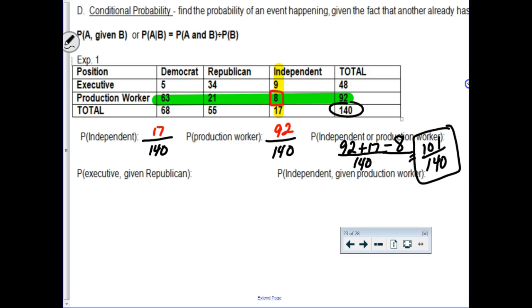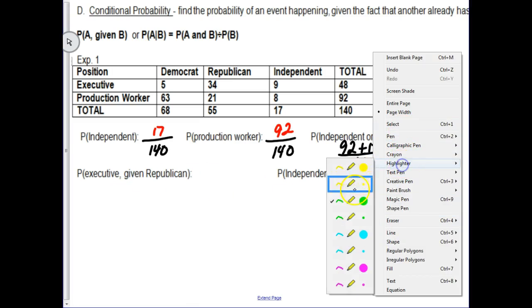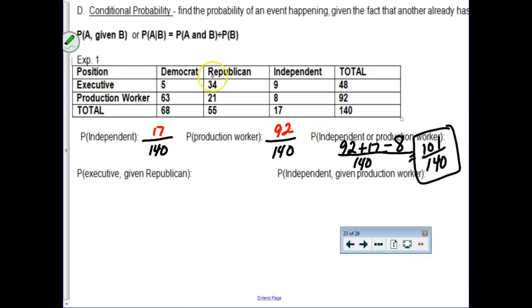Now here, this is where we most definitely need to do some highlighting, because this is the kind of question where you need to focus your attention on part of your data. This is a condition. So the probability of choosing an executive, given that you're looking only at Republicans. So this is the kind of question I see a lot on the SAT test. So you're only allowed to look at the Republican data right here. So your denominator is no longer the 140, it's only out of the total 55 Republicans. So out of these 55 Republicans, what's the probability that you were choosing an executive? Would be 34 out of the 55.